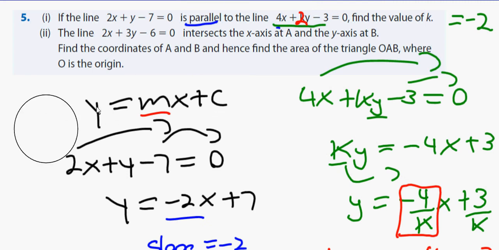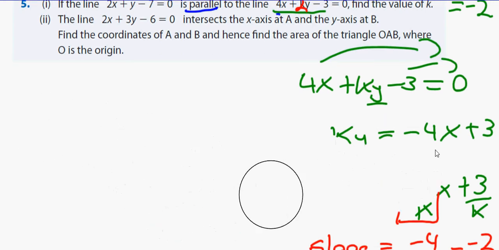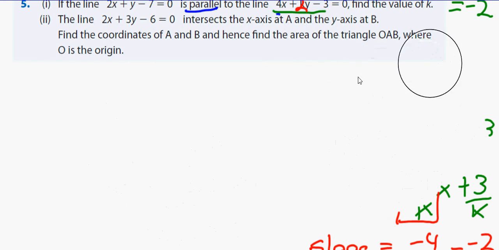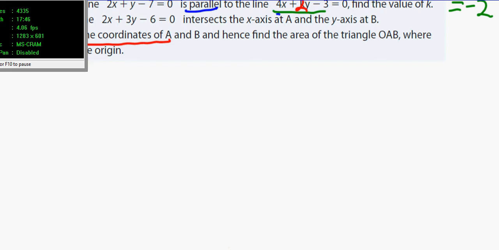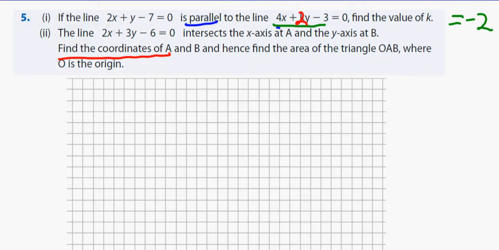The line 2x plus 3y minus 6 intersects the x-axis at A and the y-axis at B. Find the coordinates of A and B. That's the first part we have to do here. Now we're going to draw a line 2x plus 3y minus 6, so we get 2x plus 3y minus 6 equals 0.